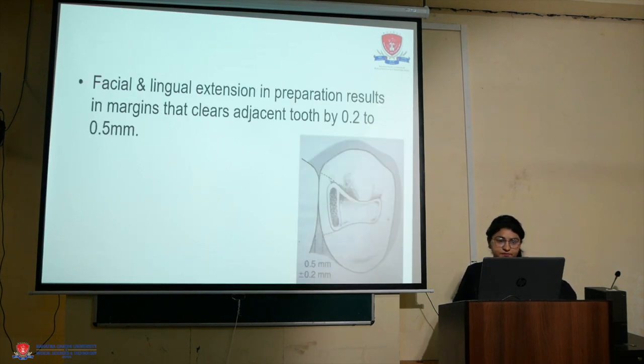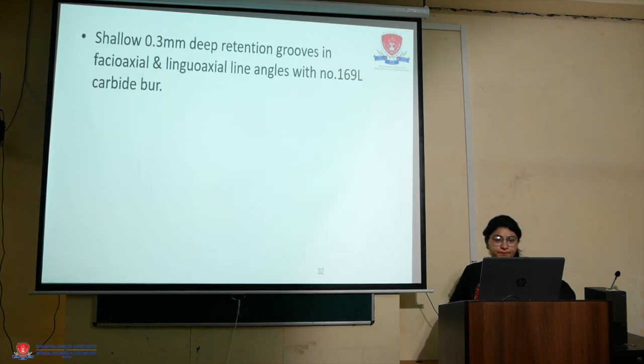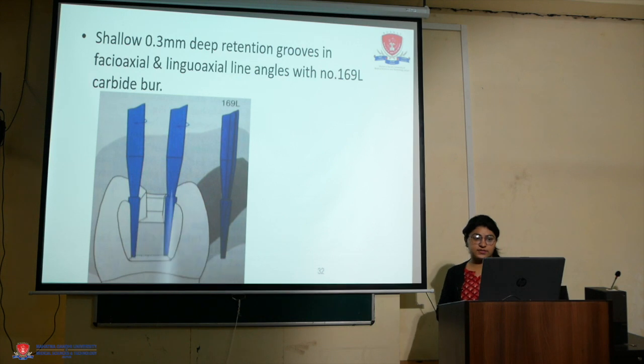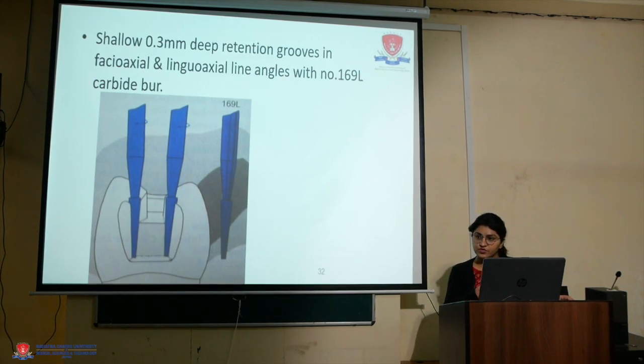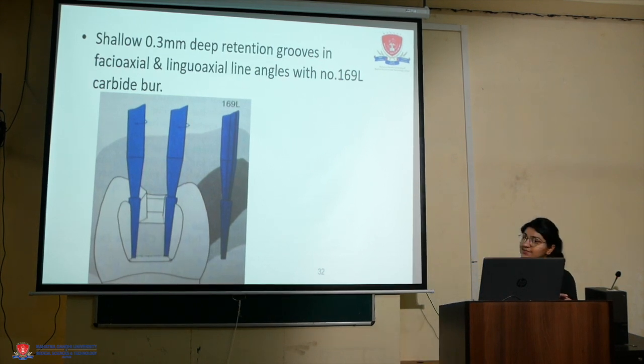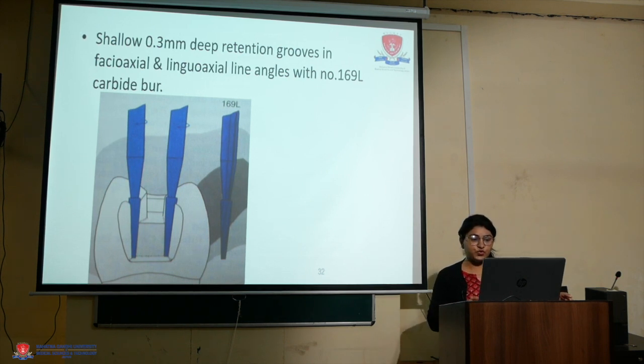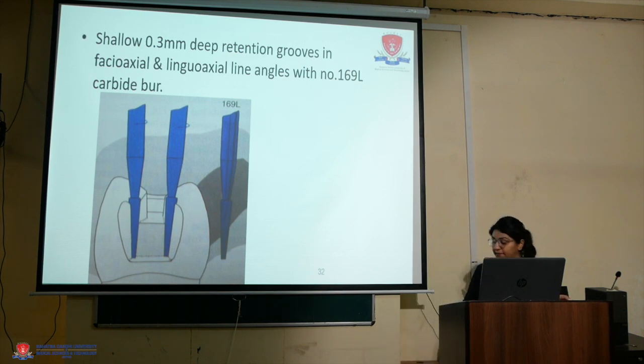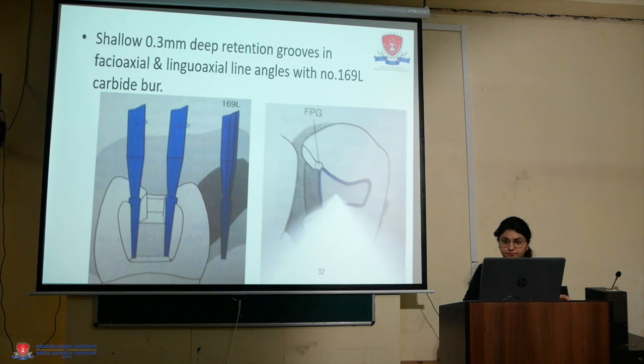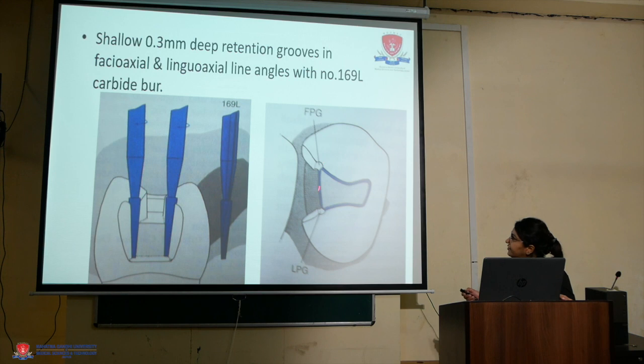The clearance with the adjacent tooth is the same as we maintain for the direct tooth preparation, that is 0.2 to 0.5 millimeters. Again there is a retention feature given: first we were giving the dovetail, now at the facio-axial and lingo-axial line angles we are providing retention grooves, and these grooves can be made with the help of the number 169L carbide burr. This is how they look. If you see here, these are the retentive grooves.